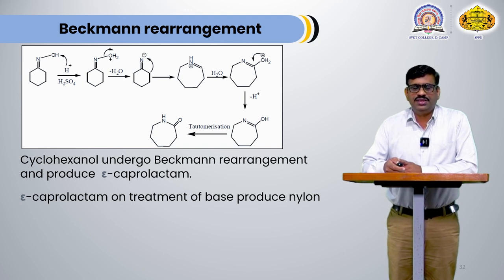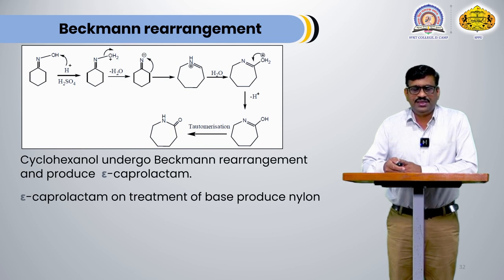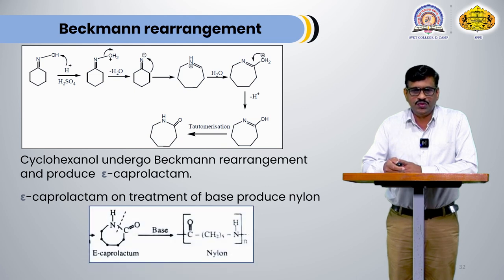Cyclohexanone is converted to the corresponding oxime, and after that it undergoes Beckmann rearrangement and there is production of ε-caprolactam. This ε-caprolactam on treatment with base produces nylon, and it is shown in the below reaction. ε-caprolactam, when base is added, that cyclic structure is ruptured and open chain structure is obtained, that is nylon.